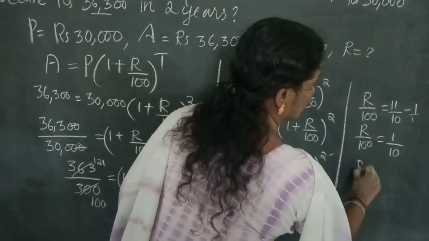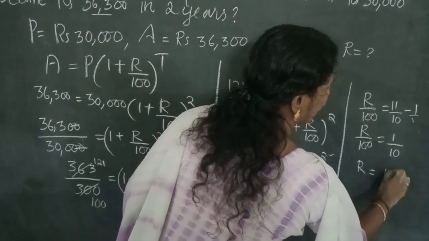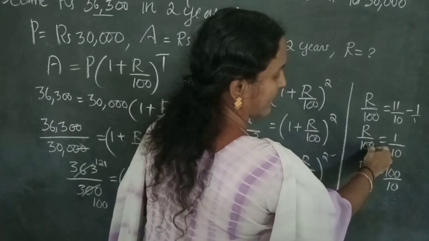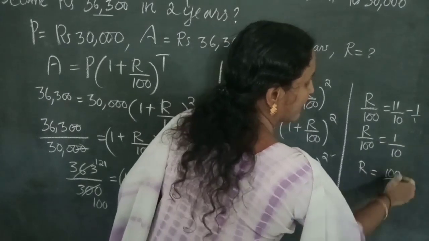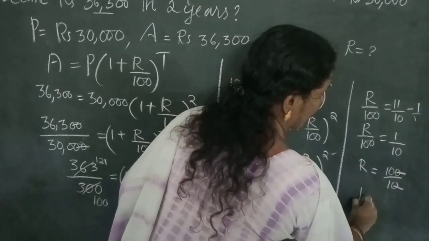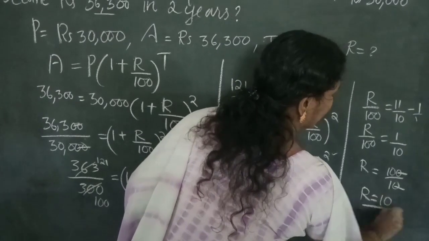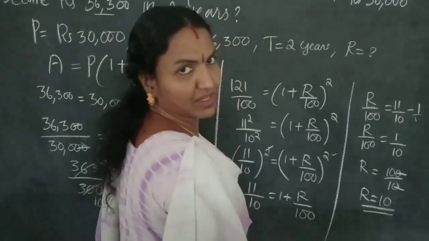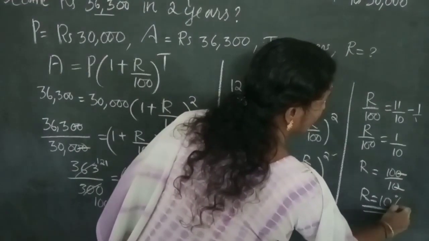So r is equal to 100 divided by 10. 10 r is equal to 100. So r is equal to 100 divided by 10. 0 0 cancel. So r is equal to 10. So the rate is 10 percent. R is equal to 10%.